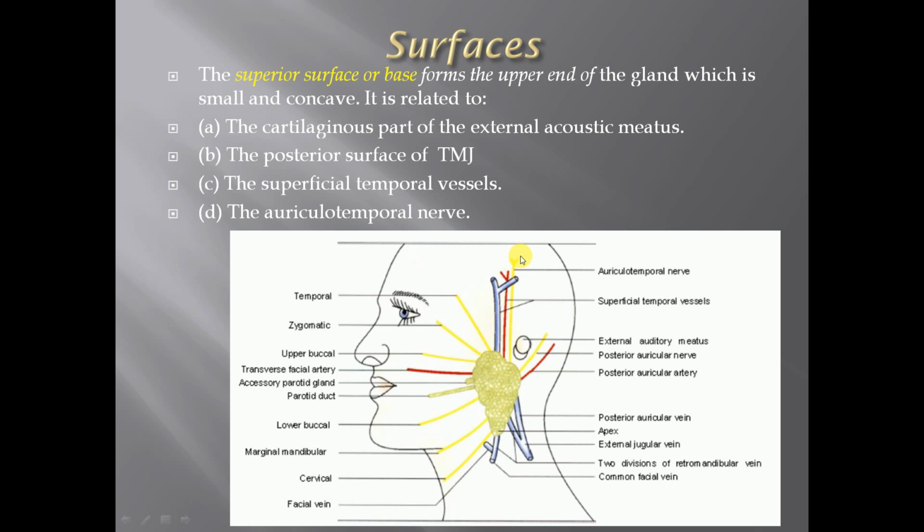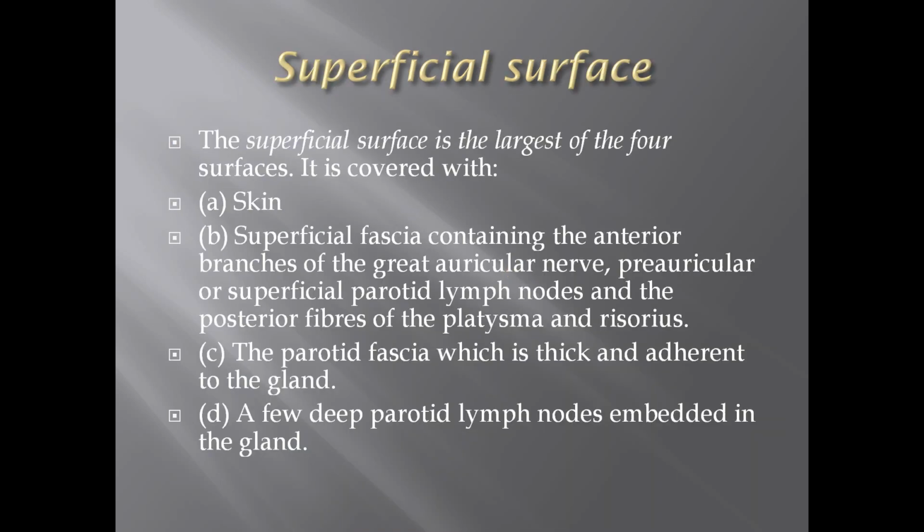So the superior surface or the base forms the upper end of the gland, which is small and concave, and it is related to the cartilaginous part of the external acoustic meatus and the posterior surface of the TMJ, the superficial temporal vessels and the auriculotemporal nerve. The superficial surface is the largest of the four surfaces, and it is covered with the skin, the superficial fascia, the parotid fascia, and a few deep parotid lymph nodes.